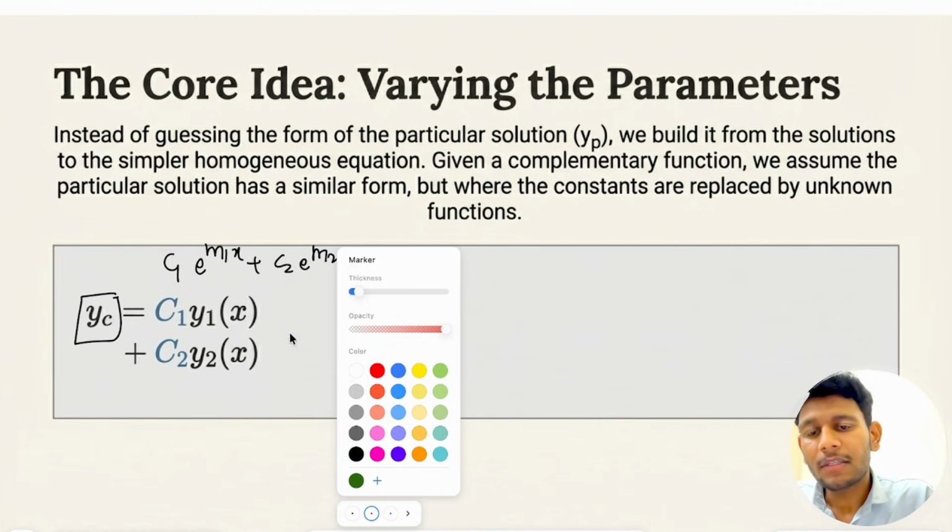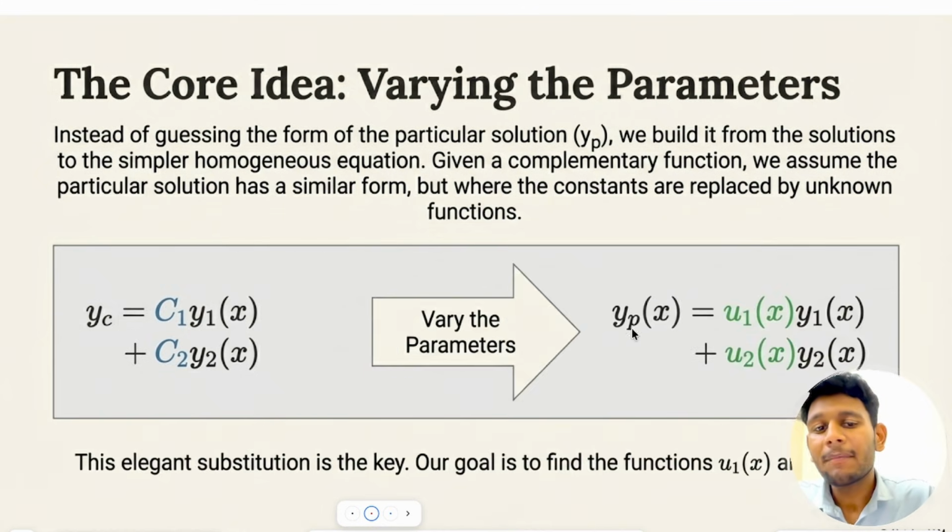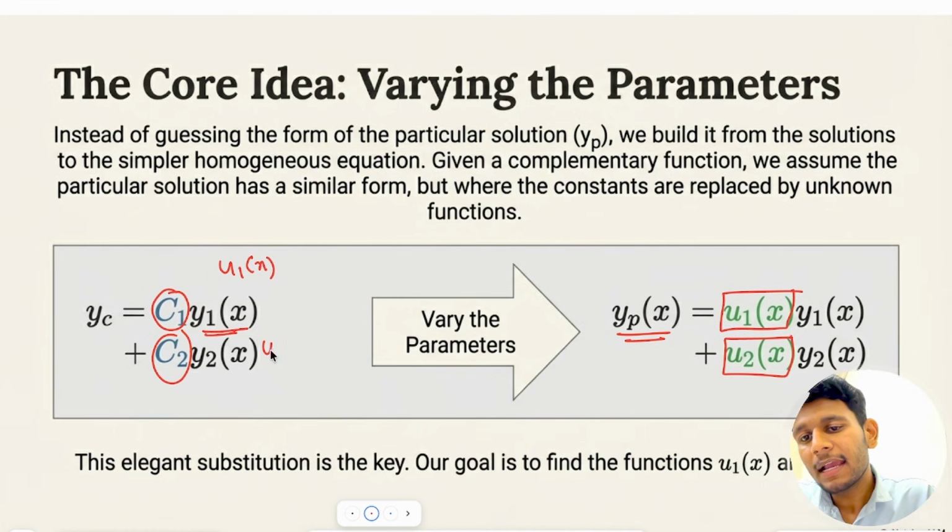Okay, that is the simple thing. Using this you have to find out the particular solution. So vary the parameters. Your particular solution will be u1 of x into this y1, plus u2 of x into this y2. So simple. This c1 and c2 you just replace with u1(x) and u2(x). This will be your particular solution.